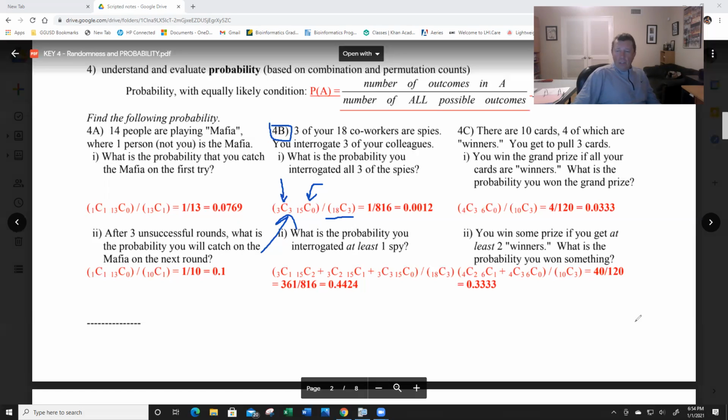Oh my goodness, at least 1 spy. That's tough. Let's see, I've got to cut this out. At least 1 means you chose 1 and you missed on 2, or means plus, you chose 2 and you missed on 1, or you chose all 3 and you missed on none, divided by 18 choose 3. Wow. Pretty good chance, 44% chance.